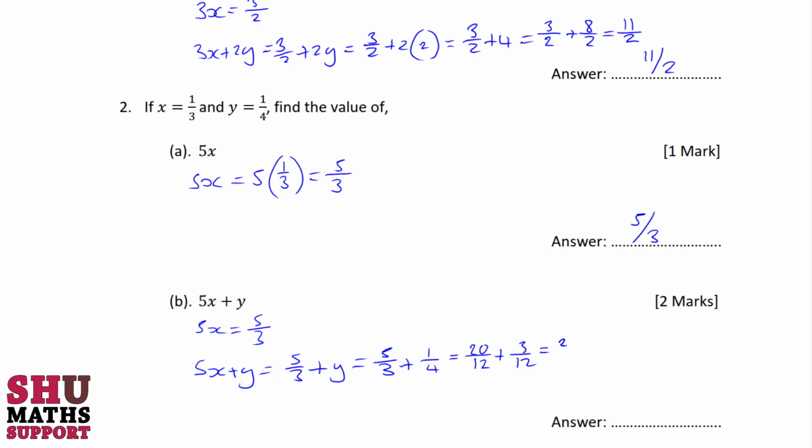So now we have 20 plus 3, which is 23, so we have 23 over 12, and then we can't simplify that any further, so our final answer is 23 over 12.